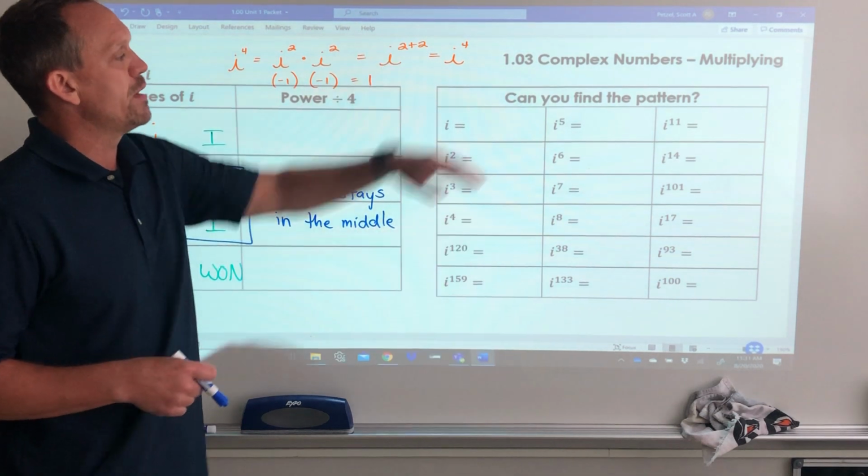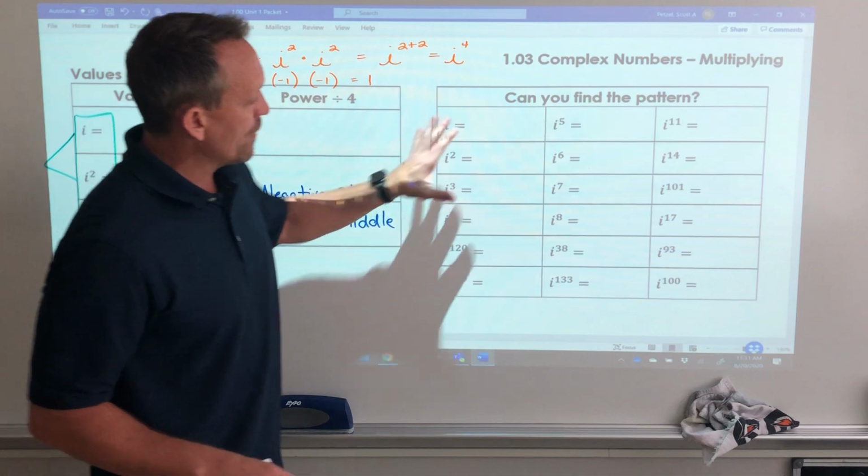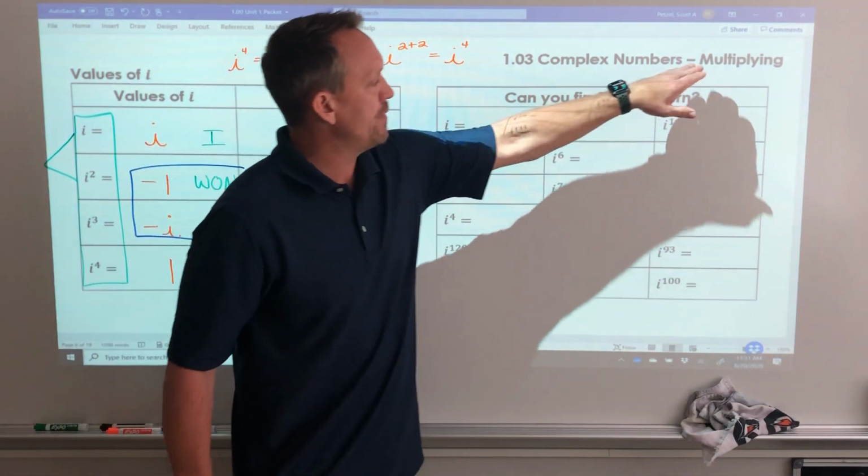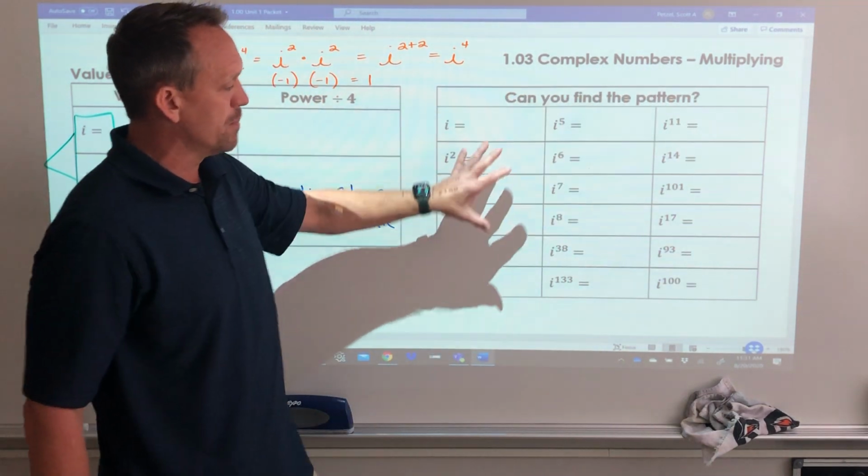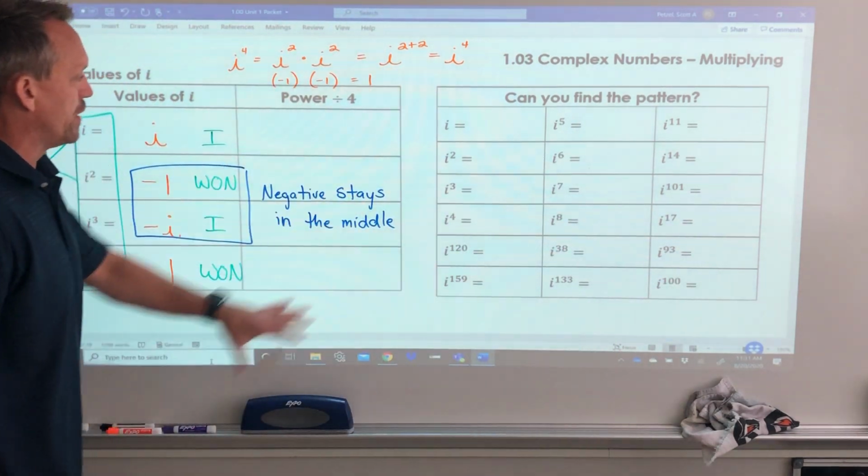So now if we come over here, we're going to try to find a pattern. While this stuff here does not have anything to do with multiplying complex numbers, you will need to know how to do this.